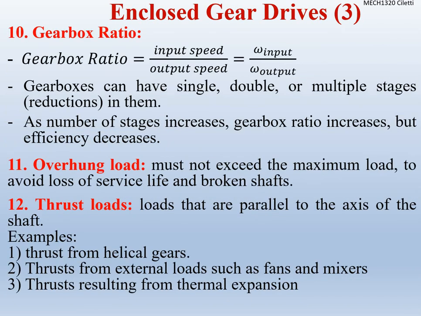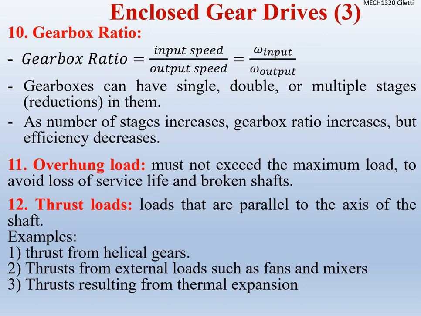Now, we can always calculate the gearbox ratio. It's the input speed divided by the output speed. Input speed divided by the output speed. Remember, they're speed reducers, so your output speed should always be less than your input speed, okay?